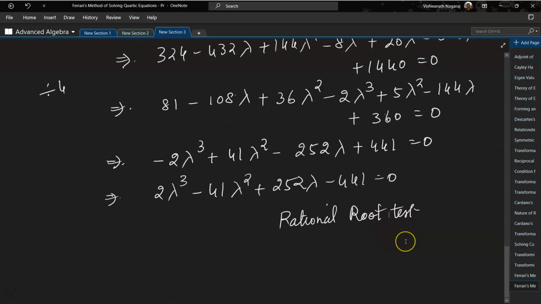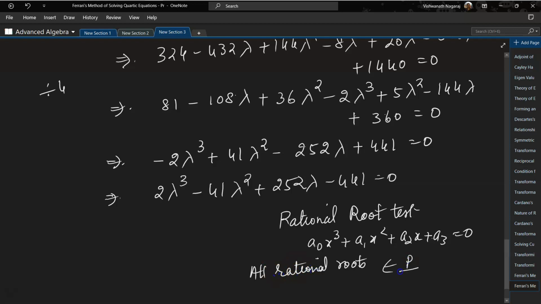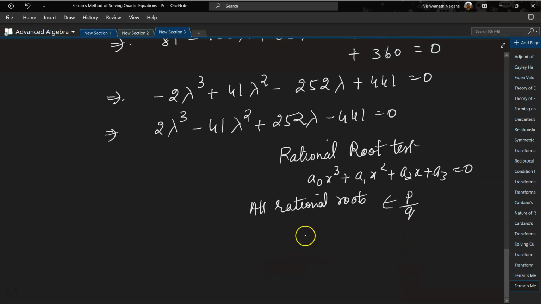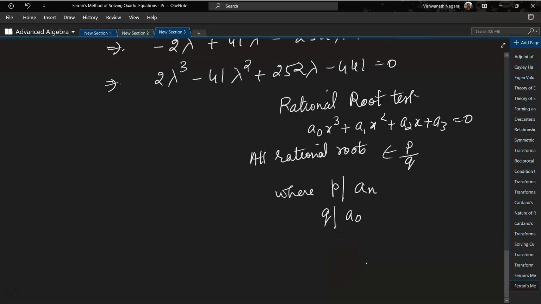Right now, if you have an equation a naught x cube plus a1 x square plus a2 x plus a3 is equal to 0, all rational roots belong to p by q, right? Where p divides an, so if it is a cubic equation, a3. So depending on the degree of the equation, the appropriate coefficient will be divisible by p. Okay, and q divides a naught, right?